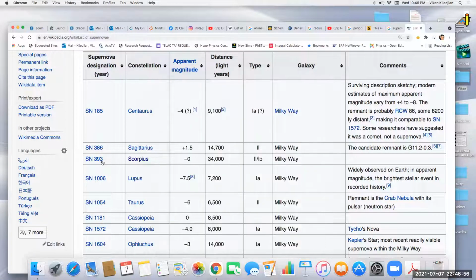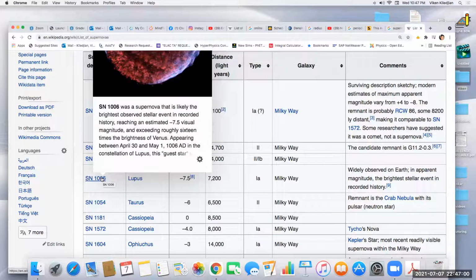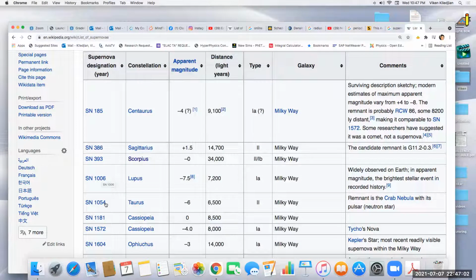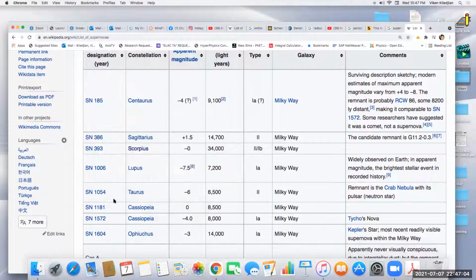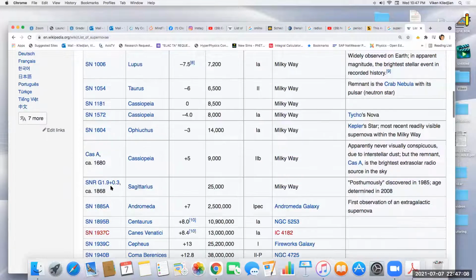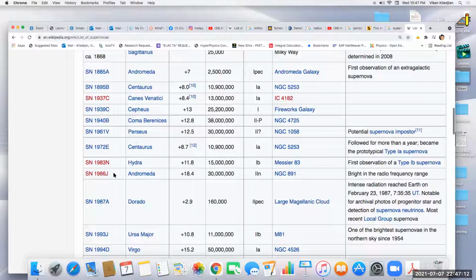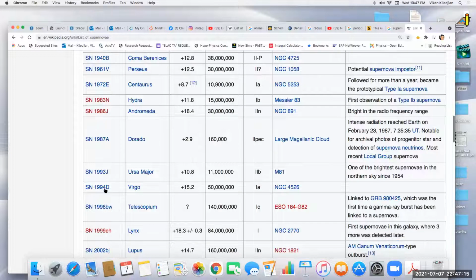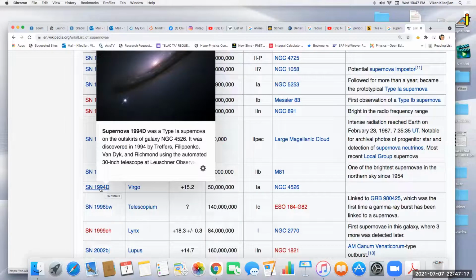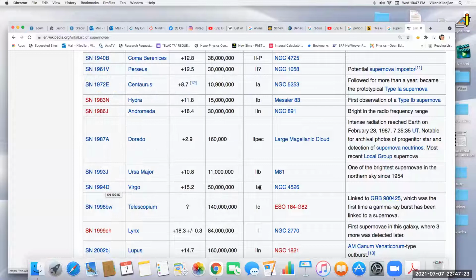So these are the other ones. Supernova 393, 1006 is very famous. 1054. And then 1181. Now if we go to modern times, 1994, it seems like the most famous one that year is 1994D. There could have been other ones that year, but that was a type 1A.